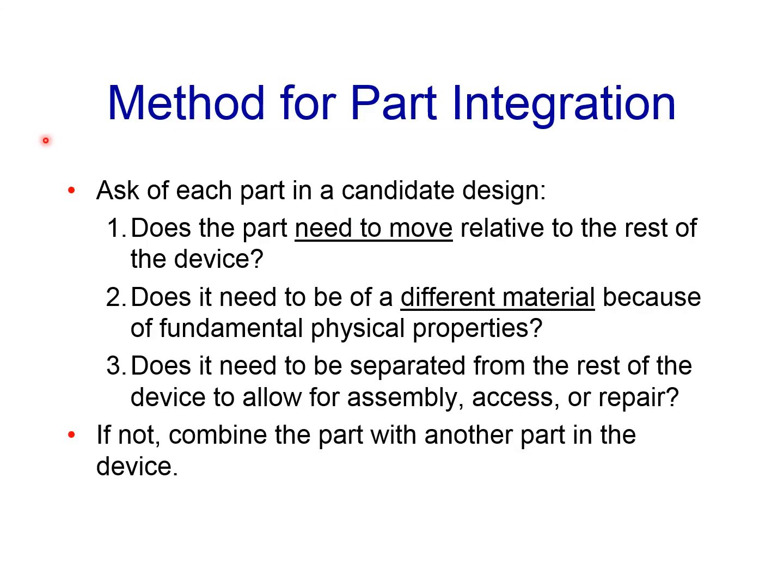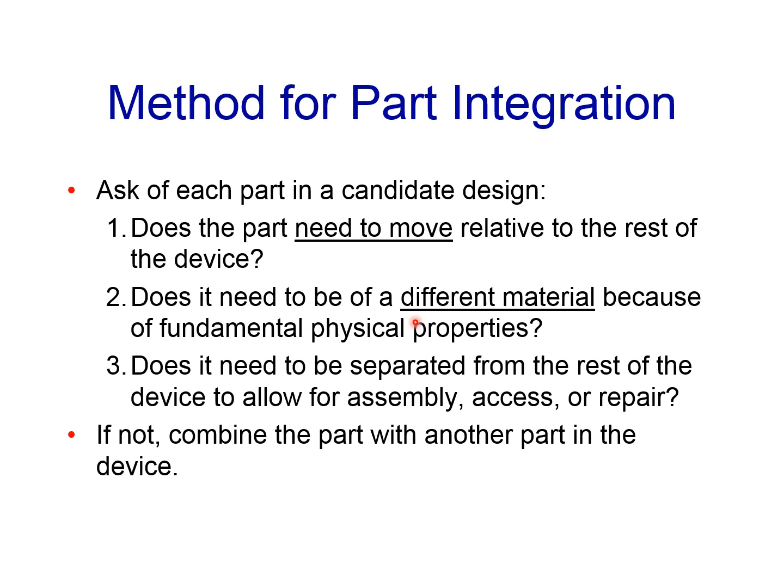The last step in the DFA method is to reduce the number of parts by integrating parts together. So how do you reduce the number of parts? According to Boothroyd and Dewhurst, you need to answer 3 questions. If the answer is no to all 3, then you probably can combine these parts together. The first question is, does the part need to move relative to the rest of the device? Is there relative motion? If not, maybe I can combine the parts together.